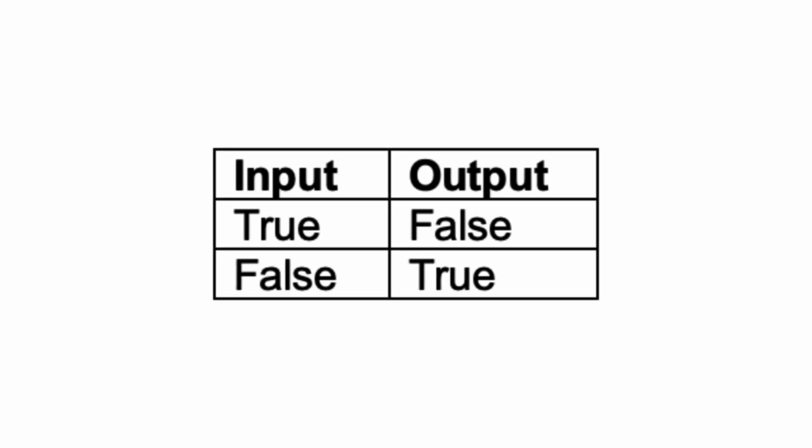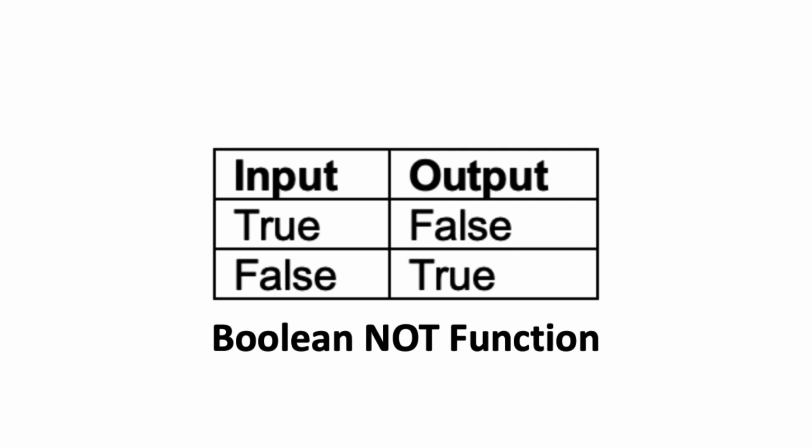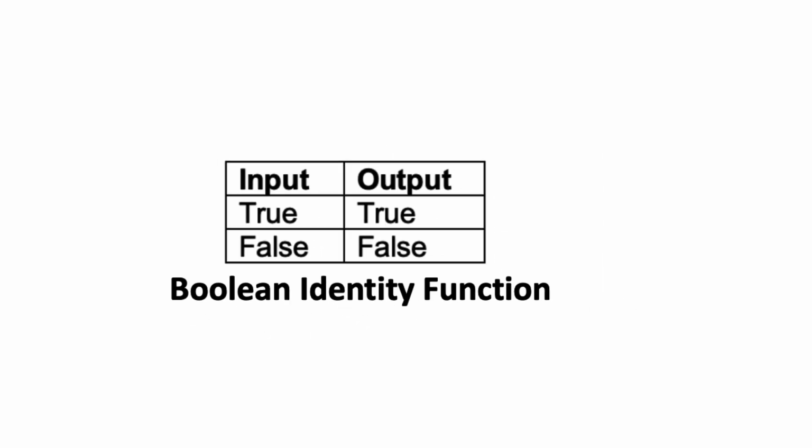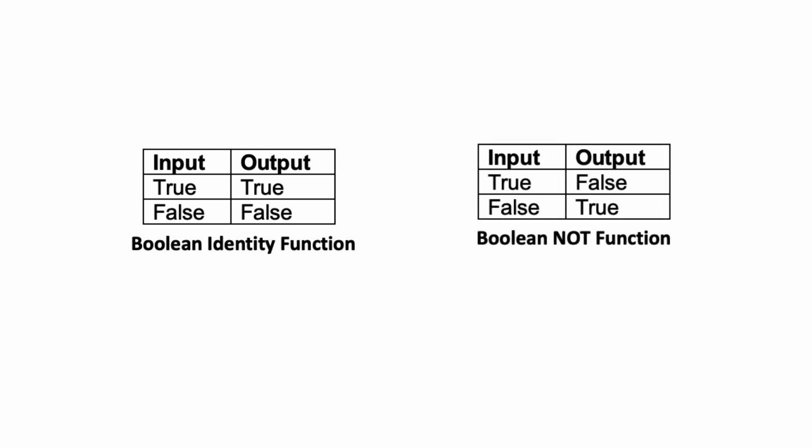What Boolean function is this? This is known as the Boolean NOT function. The Boolean NOT function merely inverts its input. Up to this point, we have seen two circuits that simulate Boolean functions, the identity function and the NOT function. Both of these circuits, or functions, have only one input.